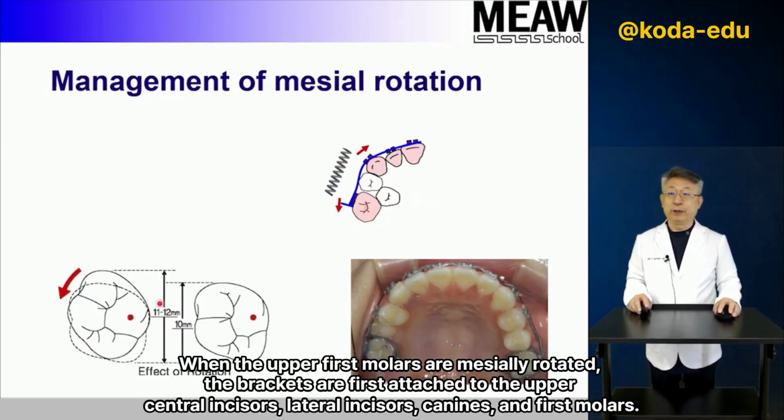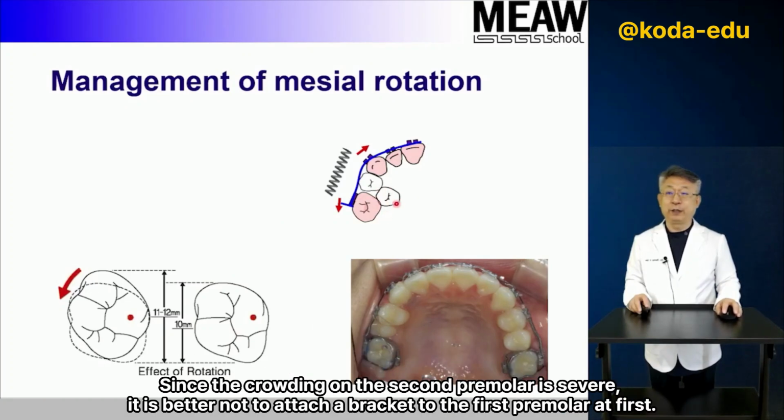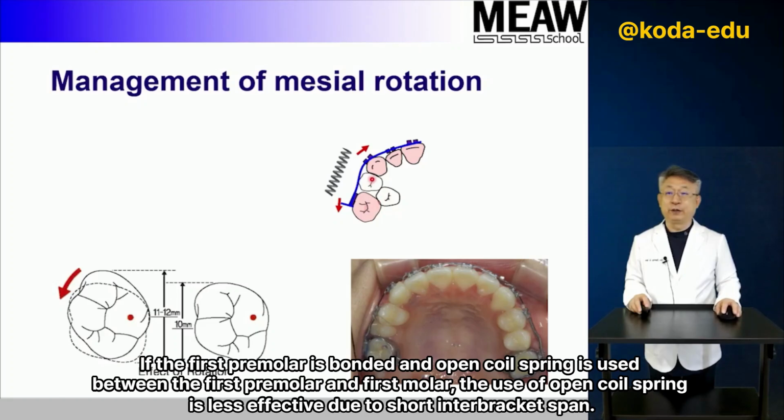When the upper first molars are mesially rotated, the brackets are first attached to the upper central incisors, lateral incisors, canines, and first molars. Since the crowding on the second premolar is severe, it is better not to attach a bracket to the first premolar at first. If the first premolar is bonded, an open coil spring is used between the first premolar and first molar. The use of open coil spring is less effective due to the short interbracket span.